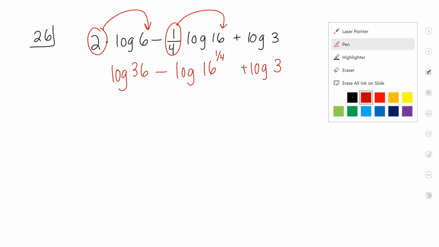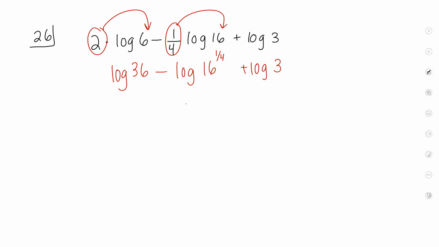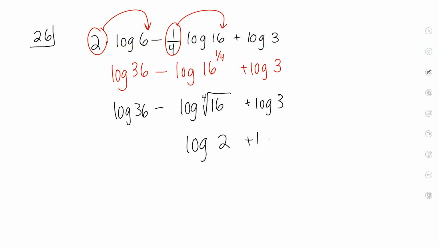Okay, now remember, this can be rewritten as the 4th root of 16. Now let's think. What number multiplied by itself 4 times will give you 16? 2. 2 times 2 is 4, times 2 is 8, times 2 is 16. So this is just log of 2. Everything else can come down.